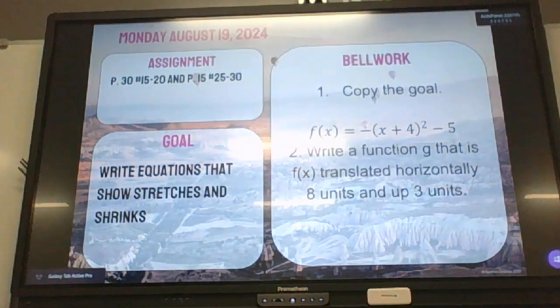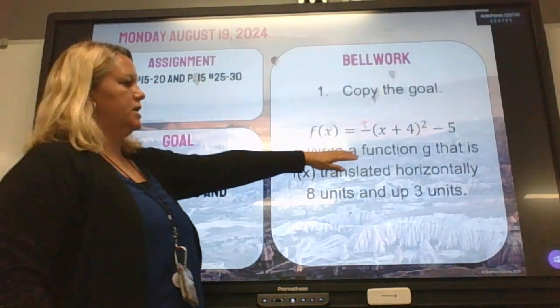Okay. I'm going to do decimals too again. So, alright, you're starting with f of x. There's a negative sign in front, so the parabola should have arrows down. x plus 4 squared minus 5. So right now, as the function is starting, it's left 4 units and it's down 5 units. That's what I see. But this says I want to write a new function and call it g.